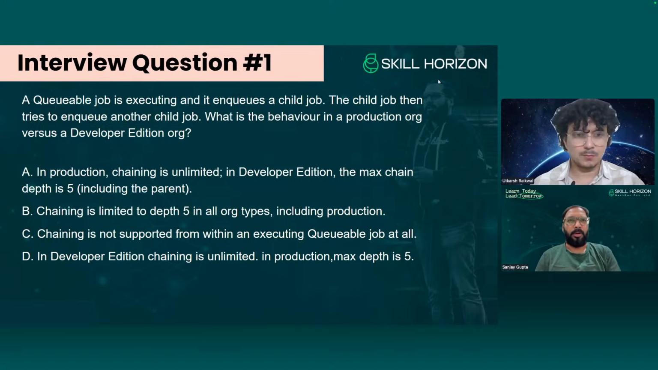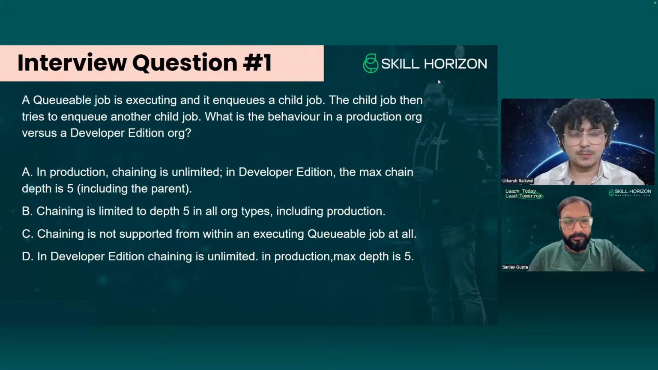So, Utkarsh, four options for you. In production, chaining is unlimited; in developer edition, the max chain depth is 5, including the parent one. This is the first option. Second, chaining is limited to depth 5 in all types of orgs, including production. Third, chaining is not supported from within an executing Queueable job at all. Fourth, in developer edition, chaining is unlimited, and in production, the max depth is 5. Those who are connected live can type A, B, C, or D to tell us which option is correct. Utkarsh, if you can pick the correct answer and share your insight on that.